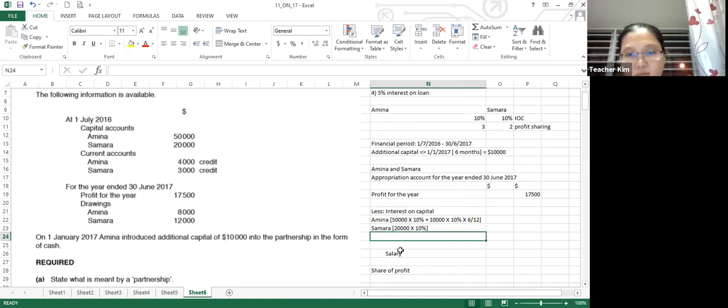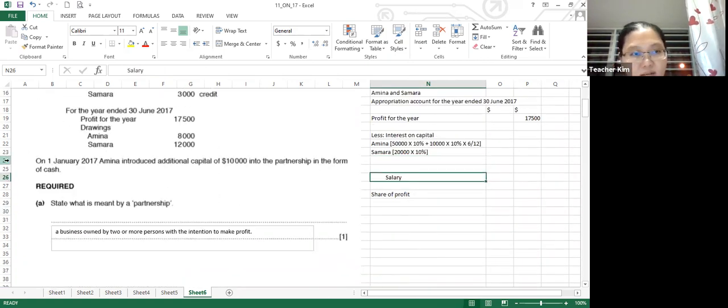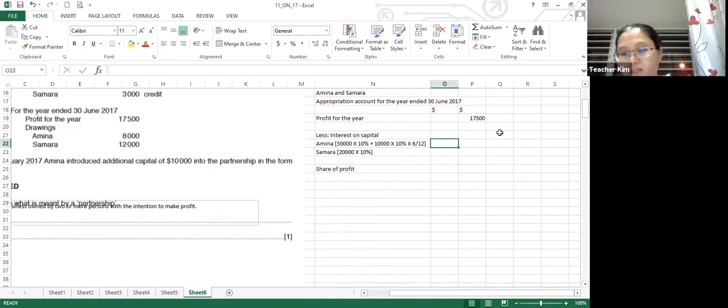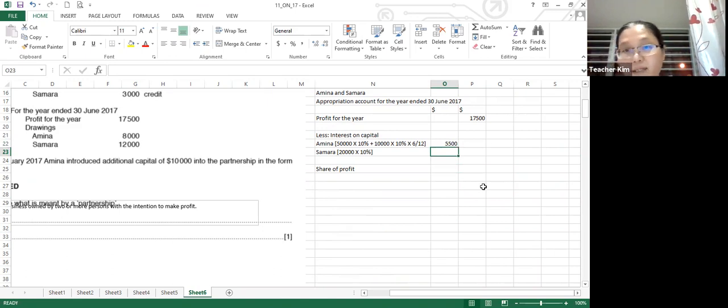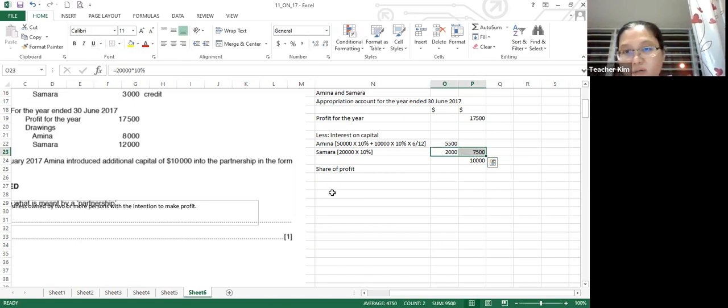Okay, so the rest of it, this one we don't have. So in this case, this salary I also have to take it up. So basically only one item they have. So to calculate this one, we take 50,000 times 10% plus 10,000 times 10% and then divide by 2. So 5,005. And then for this one is 20,000 times 10%. So we get total. So take this minus this. So we get 10,000.